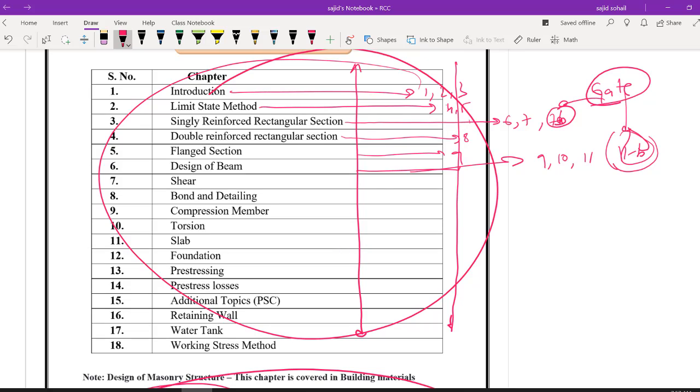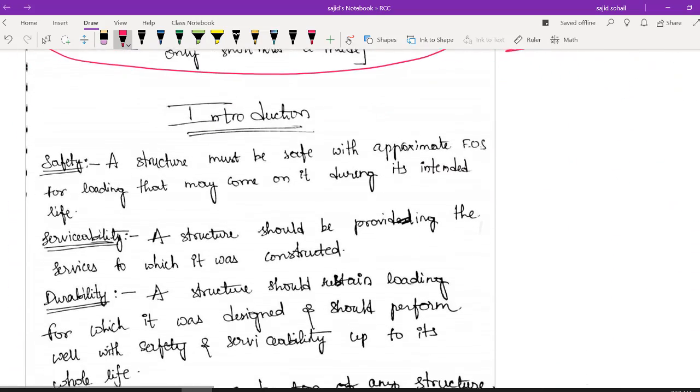My aim is to complete this within 10 days from now. So from today, within 10 days, the entire RCC syllabus will be completed and all modules will be given to the students. Now let us start this RCC subject.